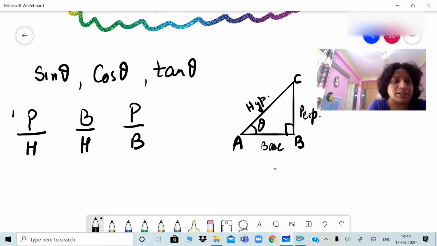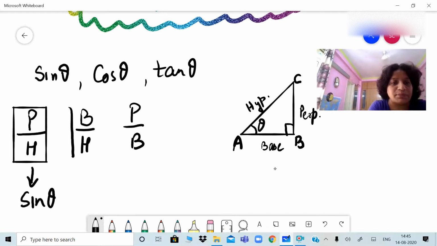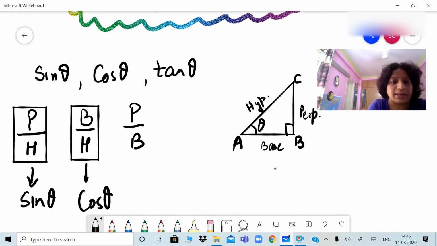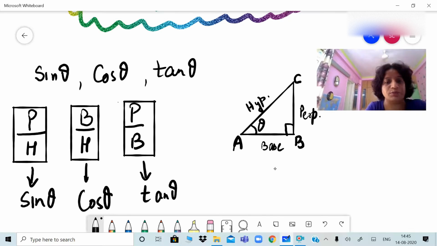So first is P by H, that is your sine of the angle. Next is B by H, which is cos of the angle. And next is P by B, so P by B is your tan of the angle, that is tan theta.